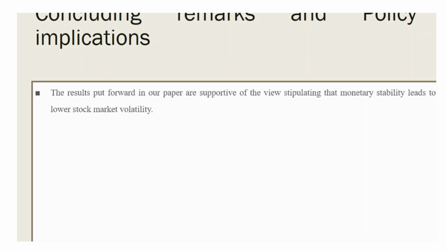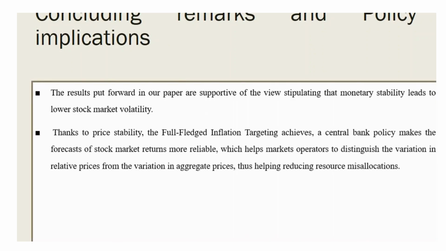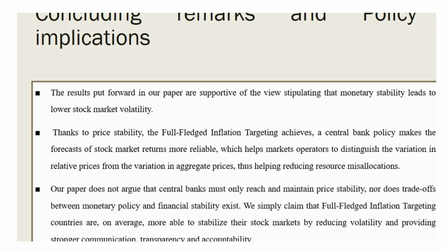Remarks and policy implications. The results put forward in our paper are supportive of the view stipulating that monetary stability leads to lower stock market volatility. Thanks to the price stability that full-fledged inflation targeting achieves, the central bank policy makes the forecast of stock market returns more reliable, which helps market operators to distinguish the variation in relative prices from variation in aggregate prices, thus helping reduce resource misallocations. Our paper does not argue that central banks must only reach and maintain price stability, nor does it deny that trade-offs between monetary policy and financial stability exist. We simply claim that full-fledged inflation targeting countries are on average more able to stabilize their markets by reducing volatility and providing stronger communication, transparency, and accountability.